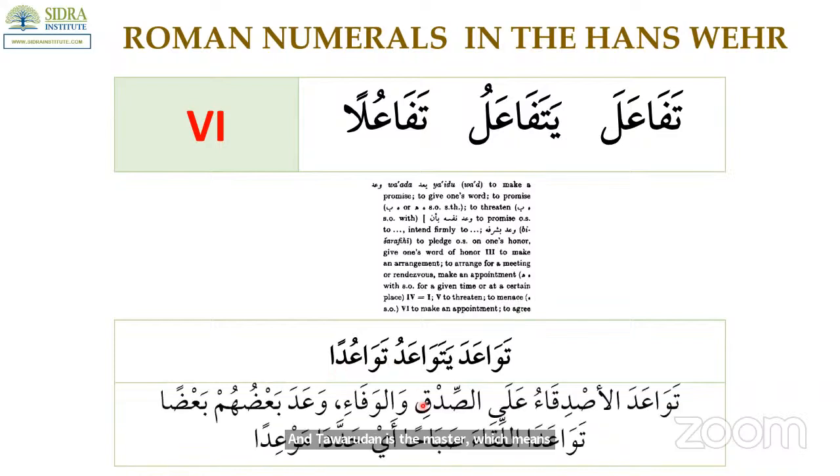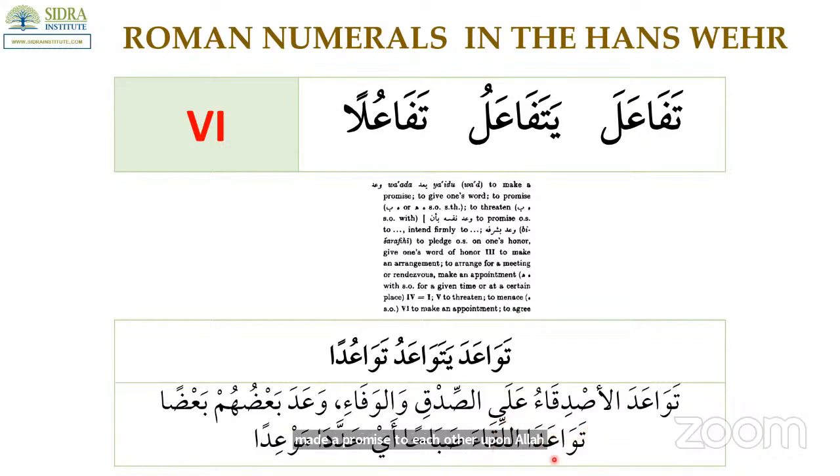Let's look at how this plays out as an example. Tawa'ada al-asdiqa'u. تواعد الأصدقاء على الصدق والوفاء. So the friends agreed upon truthfulness and fidelity, trustworthiness. What does تواعد mean? وعد بعضهم بعضا. They made a promise to each other upon الصدق والوفاء. So it's just an example of how it's used.